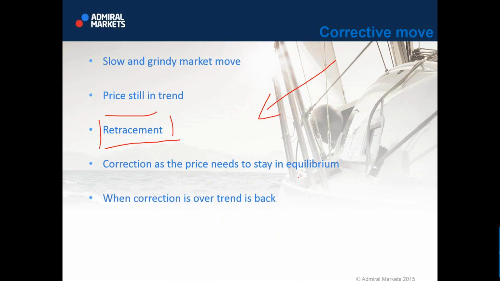Correction happens as the price needs to stay in equilibrium. It's a standard retracement in the trend because the price needs to stay in equilibrium. If there is a disturbance of equilibrium or some deviation from it, there is always a retracement. When the correction is over, the trend is back. The only exception is when important levels are broken on the daily chart, which can be a sign of a reversal.